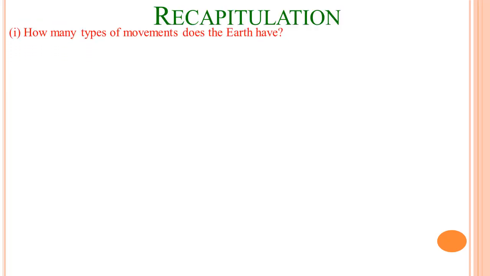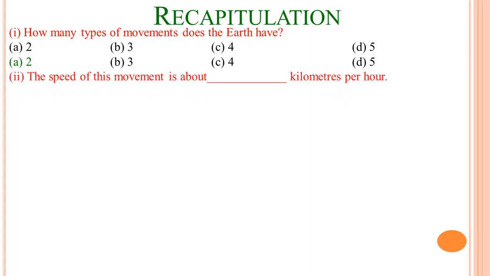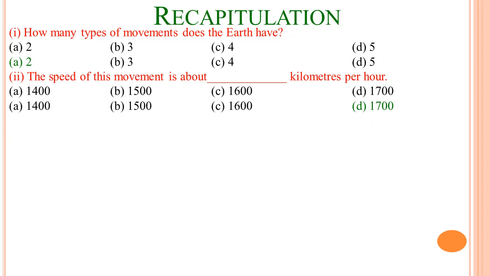Now there is an activity as recapitulation. Here the first statement is, how many types of movements does the Earth have? And the options are 2, 3, 4, 5. And the right answer is 2. Next statement is, the speed of this movement is about blank kilometers per hour. The options are 1400, 1500, 1600 and 1700. The right answer is 1700.